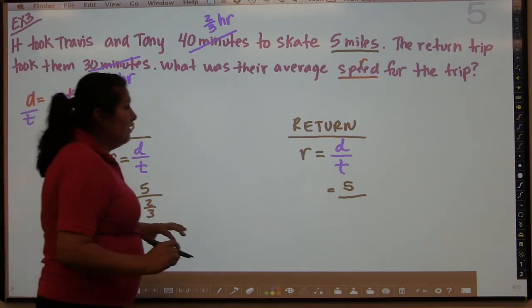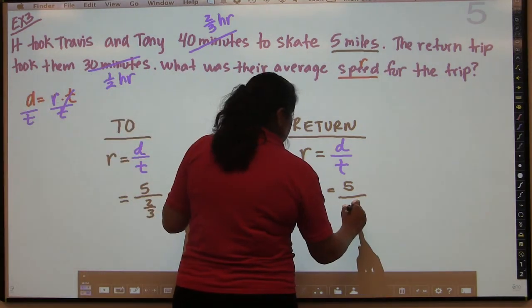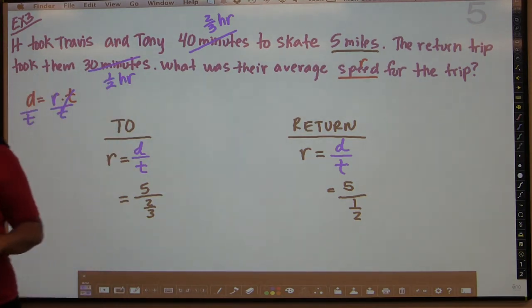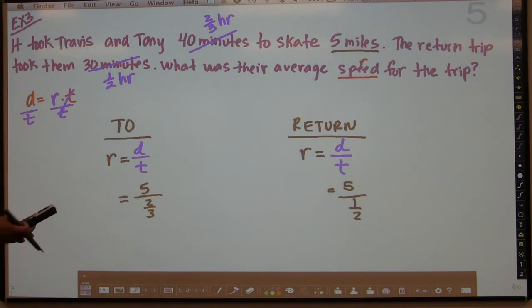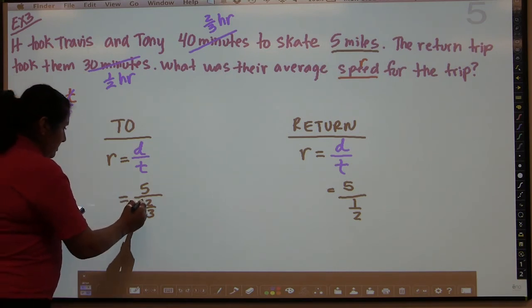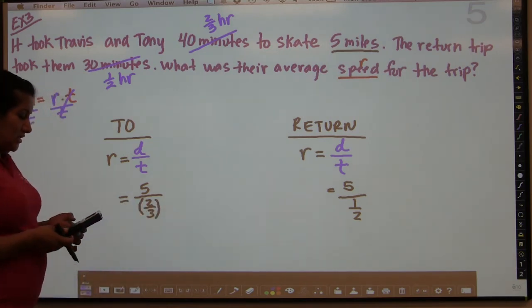In the case of the return trip, we only took half an hour. Okay? So right now, what you should do, especially if you're deathly afraid of fractions, is take your calculator. I just want to remind you that if you're going to use a calculator, you want to take 5 and then the division button, and you definitely want to put this little fraction in parentheses, otherwise you're going to get the wrong answer.